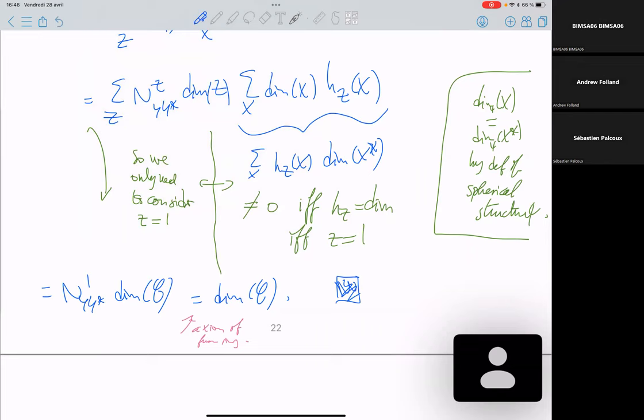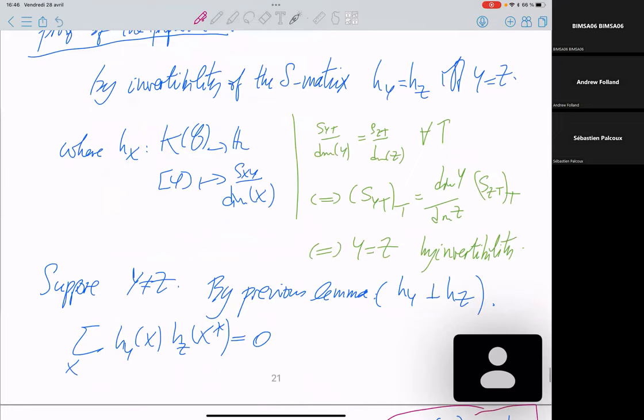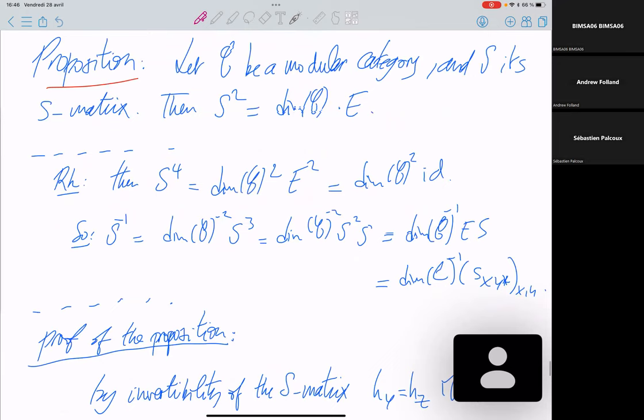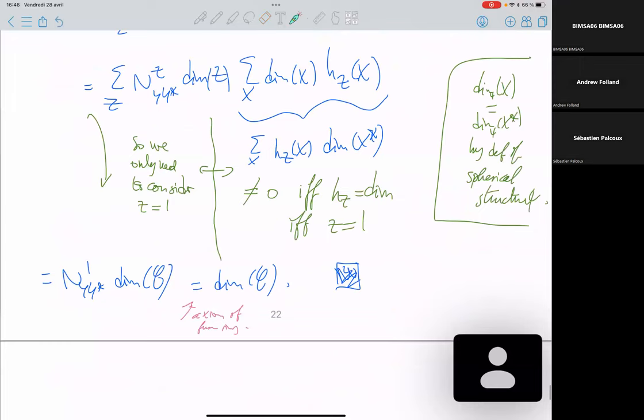We proved this square is like that, so maybe I should write it like that to agree with the statement of the proposition. So it's really the dual matrix out of x y equals z, and when y equals z, you exactly get the categorical dimension. So this is exactly what we wanted to prove.